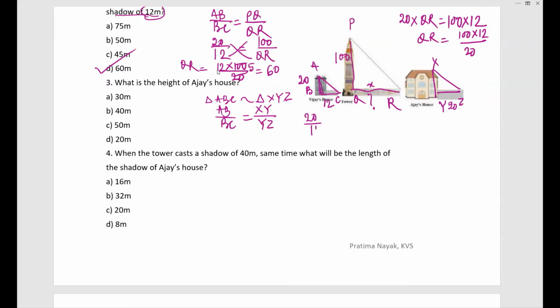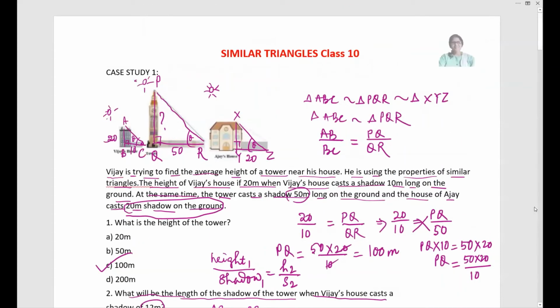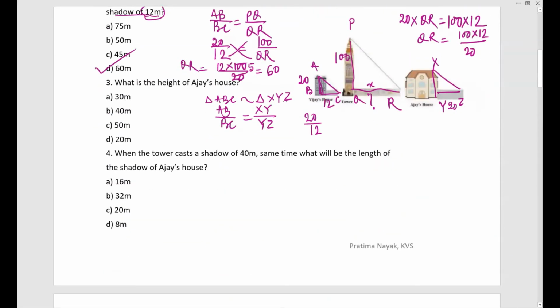Upon 12, 20 or 12, I'll take the original one. That's the original shadow. Shadow was 10 only. So I'm not taking 12. I'm taking 10. This is equal to XY upon 20. I'm not taking 12. 12 was for the second part only. For the third part, I will take the information from part 1.